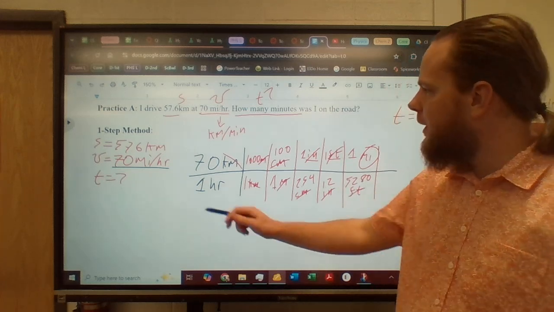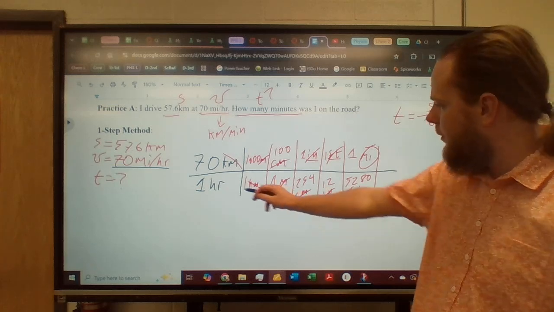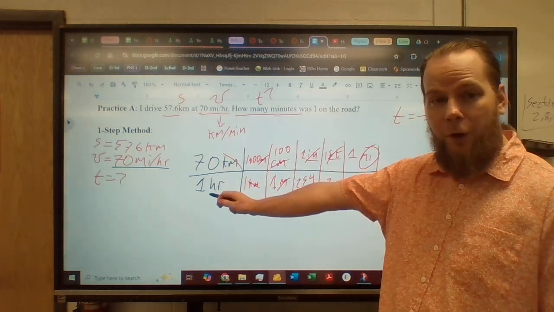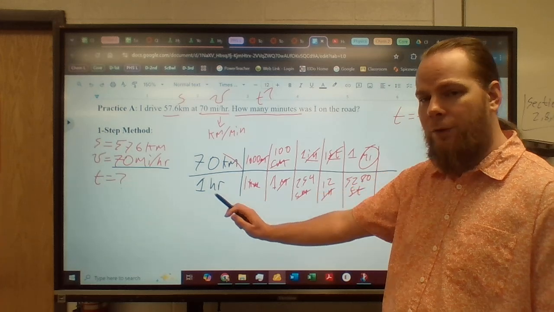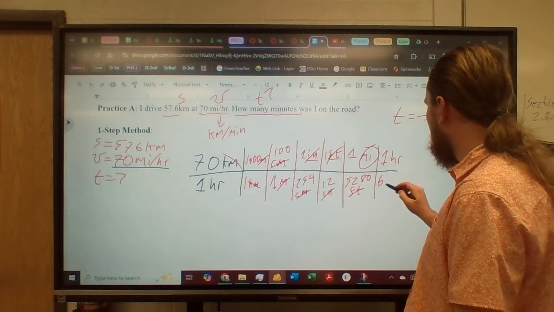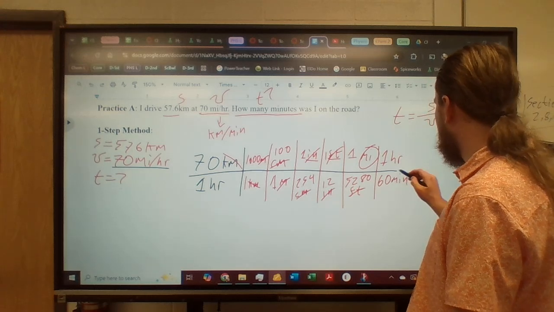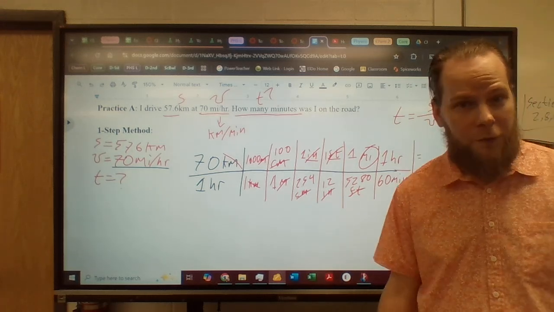Okay, but we still need to convert our time from hours to minutes. So we're going to tack that on the end here. Hours to minutes. There is 60 minutes in 1 hour. We want 1 hour to cancel. It's currently on bottom. So 1 hour has to go on the top. The 60 minutes goes on the bottom. And now we can calculate that out. I'm going to pause this and do that.